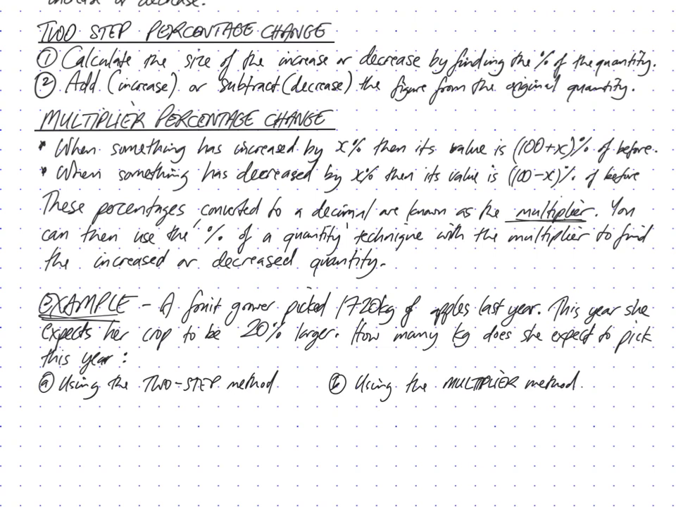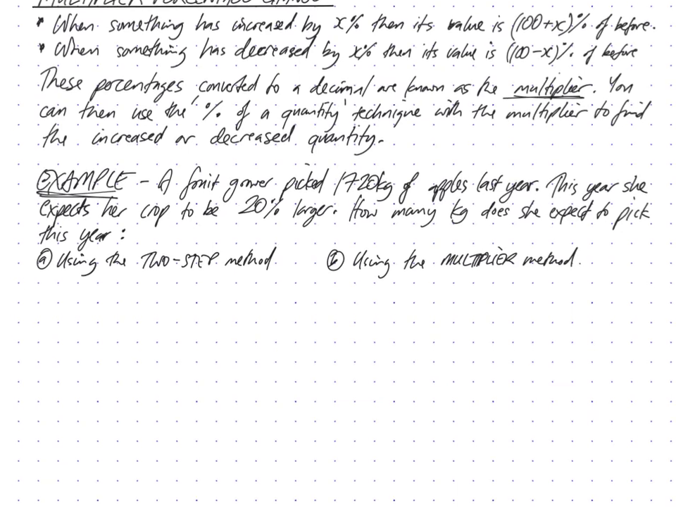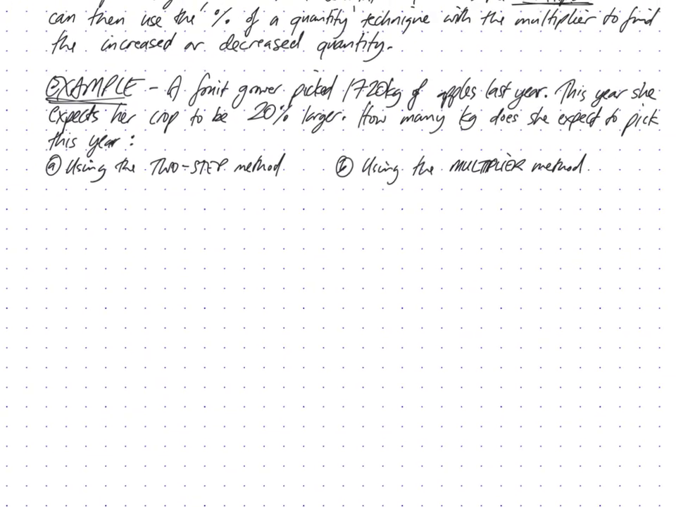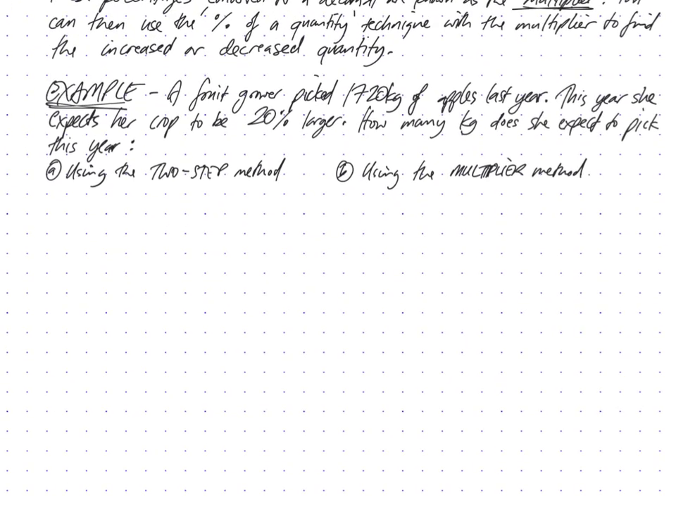You can then use the percentage of a quantity technique with the multiplier to find the increased or decreased quantity in one step of calculation, as long as you understand these two steps here to work out the multiplier if something's increased or the multiplier if something's decreased. So let's show with an example here.